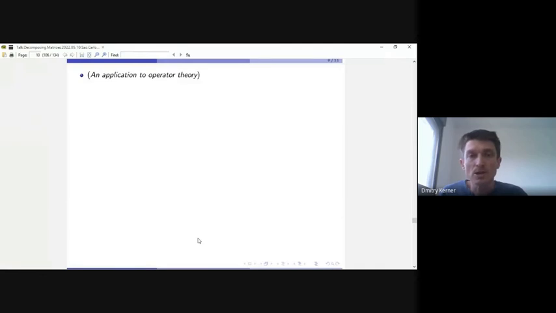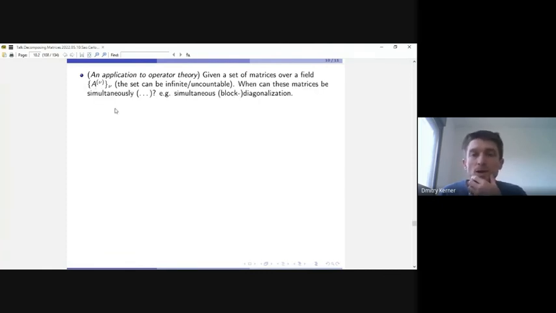Well, and now some applications. So let's start with application to operator theory. The traditional question there is if we are given a set of matrices over a field. Yes, here are matrices of constants. When can these matrices be simultaneously, for example, diagonalized or brought to some particular form? This set can be finite or infinite, even uncountable.